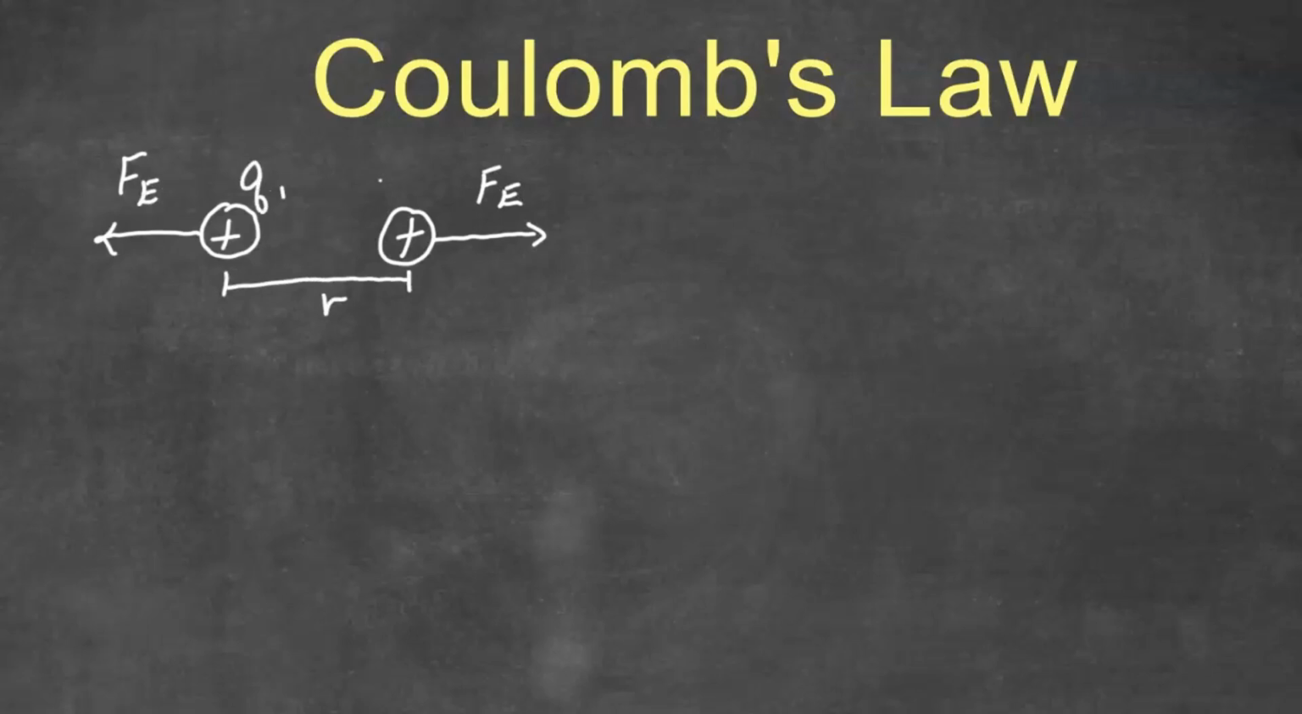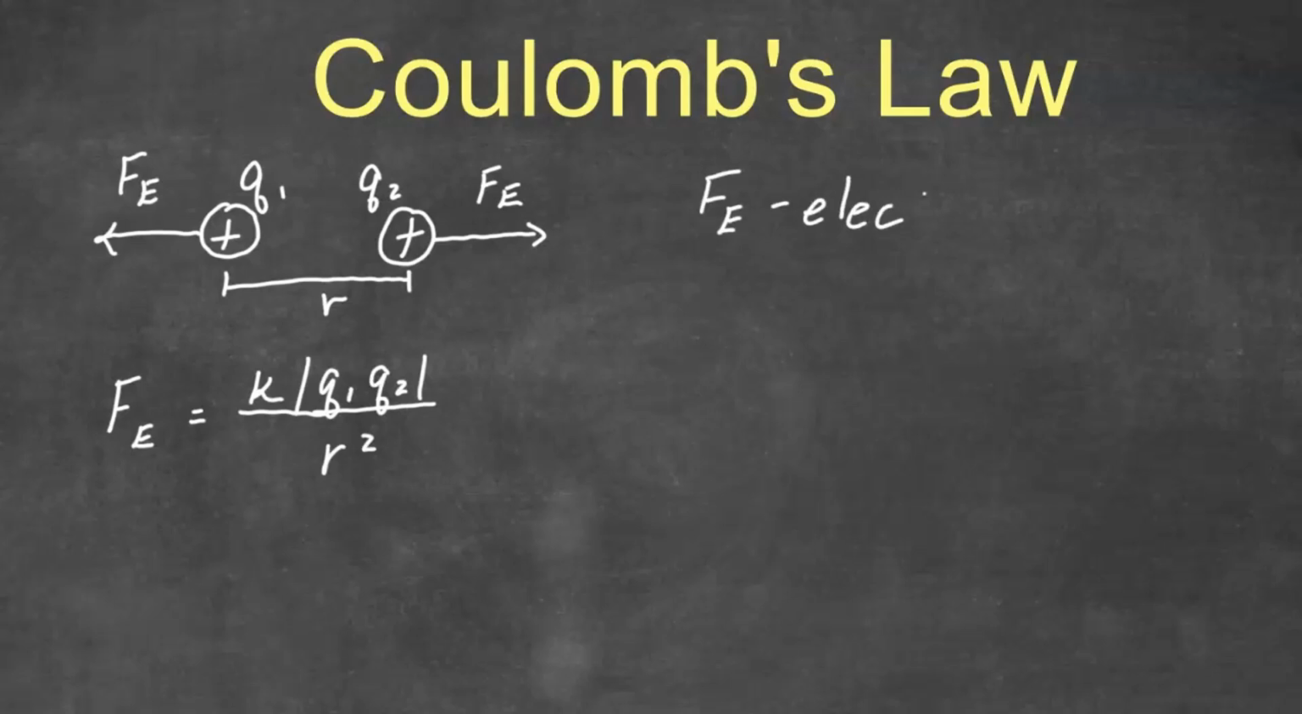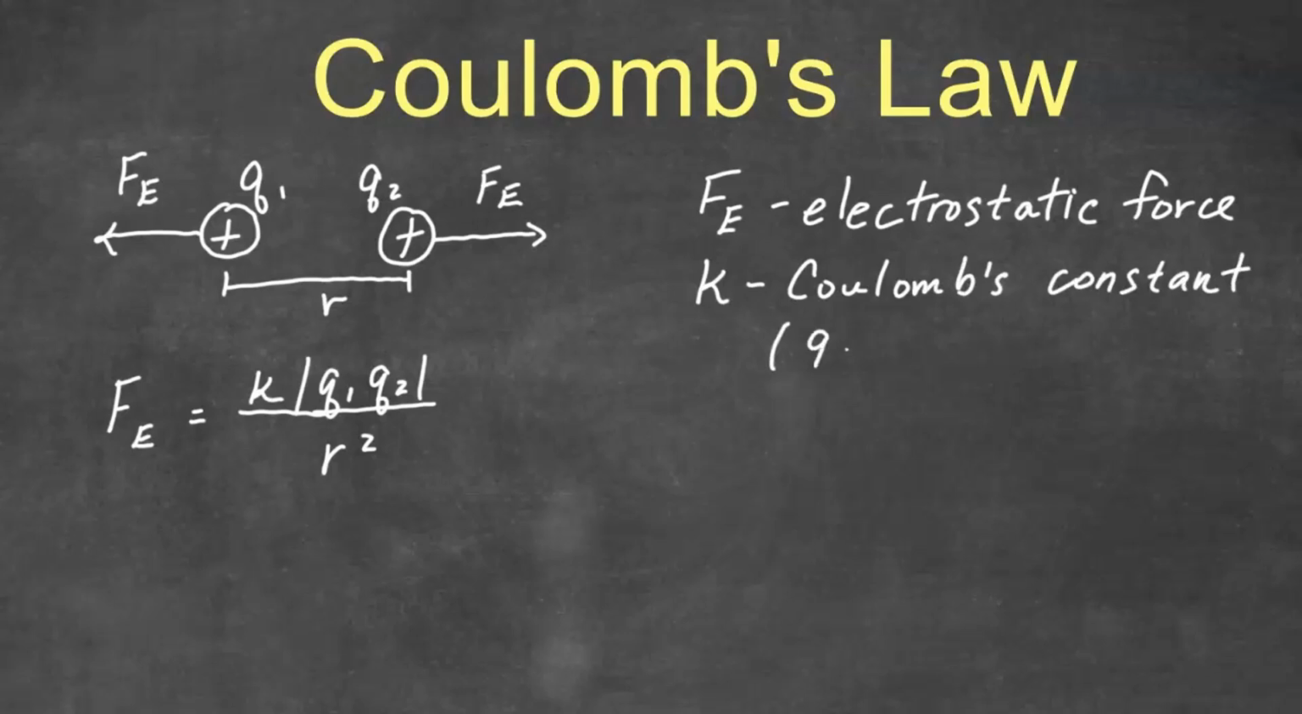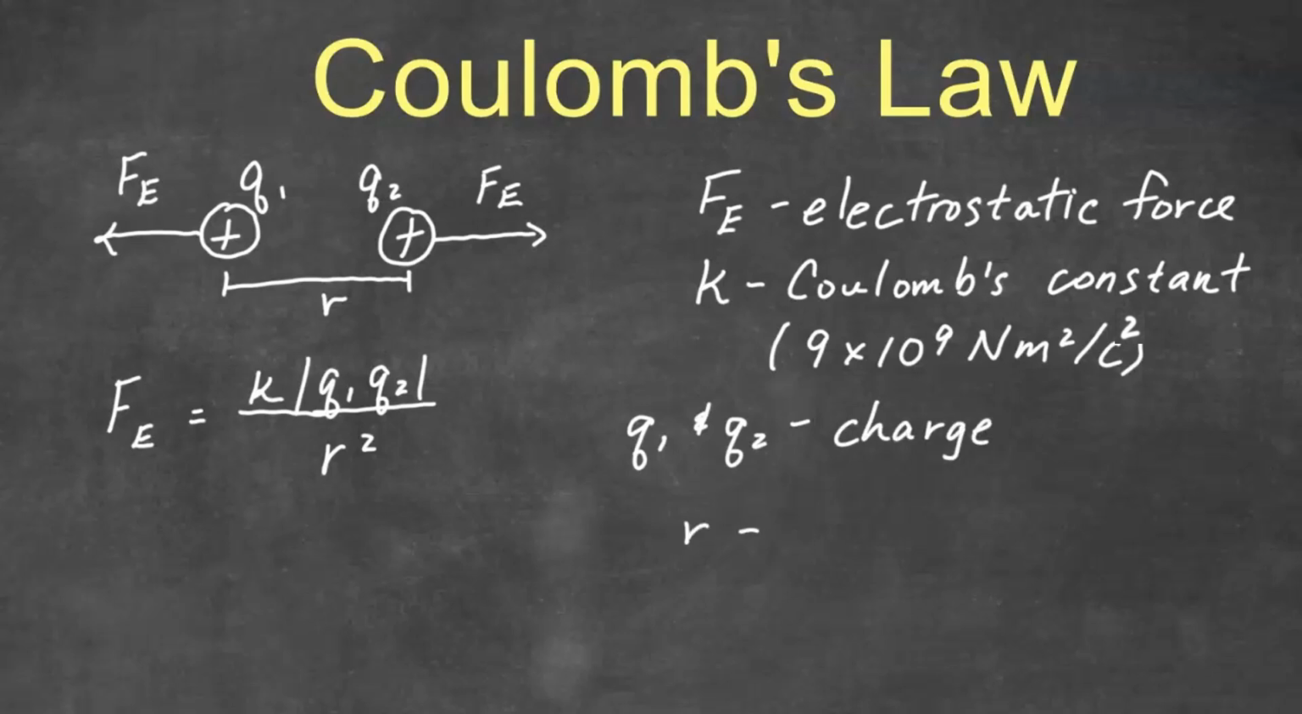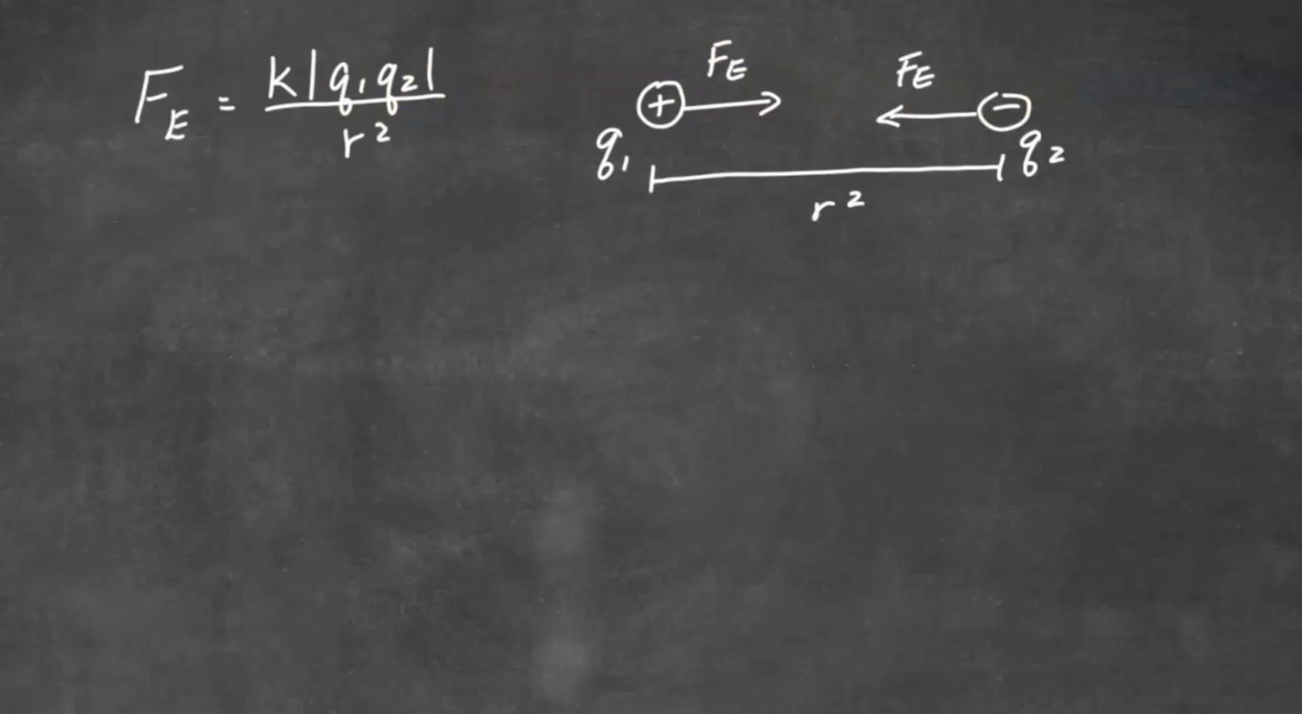To calculate the magnitude of the electrostatic force, the equation is Fe is equal to K Q1 times Q2 divided by R squared. Fe is the electrostatic force. K is Coulomb's constant, 9 times 10 to the 9th newton meter squared per coulomb squared. Q1 and Q2 are the charges, and R is the distance between the two charges. The unit for the electrostatic force is newtons, the unit for charge is coulombs, and the unit for distance is meters.